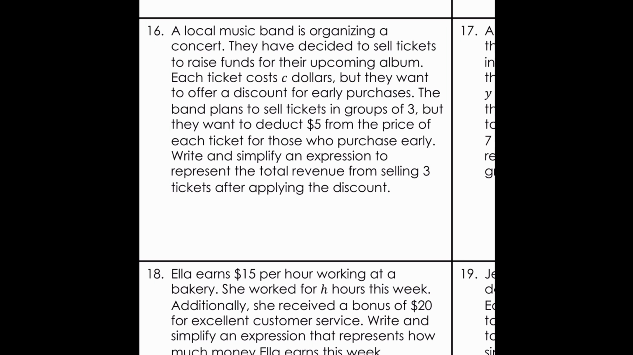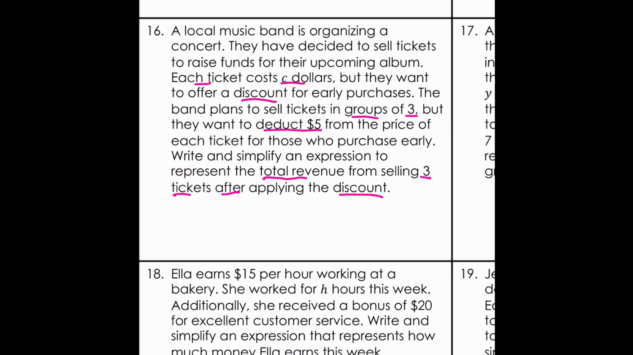Okay, guys, the last one we're going to do together is number 16. It says a local music band is organizing a concert. They have decided to sell tickets to raise funds for their upcoming album. Each ticket costs C dollars, but they want to offer a discount for early purchases. The band plans to sell tickets in groups of 3, but they want to deduct $5 from the price of each ticket for those who purchased early. Write and simplify an expression to represent the total revenue. Another word for revenue would be like a profit. The total revenue from selling 3 tickets after applying the discount.